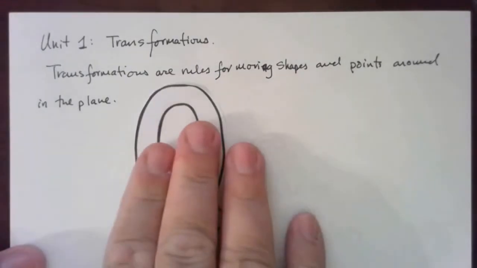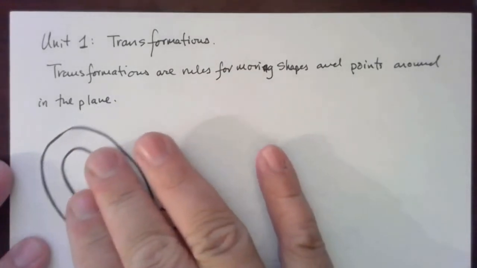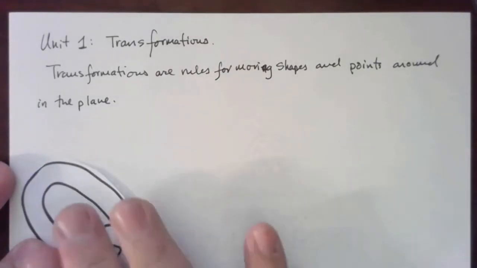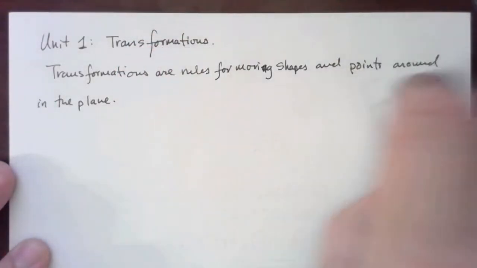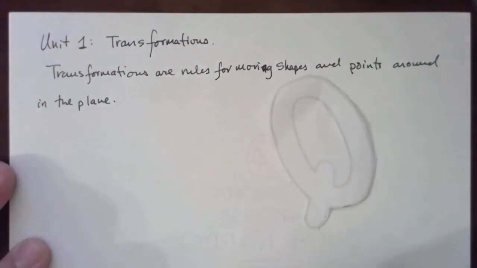That's called a translation. We could rotate it like that, and that's called a rotation. Or we could reflect it. And the way we could physically reflect a Q is by turning it upside down and laying it someplace else. Those are our 3 what are called rigid transformations we're going to learn about.